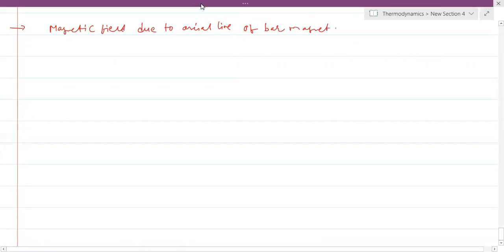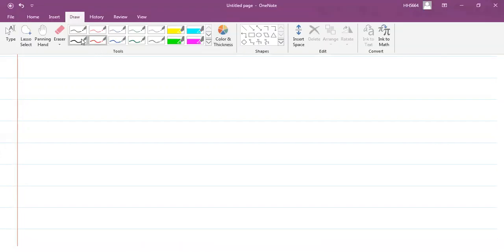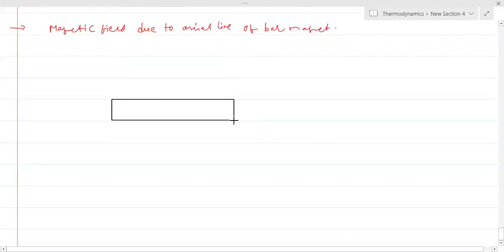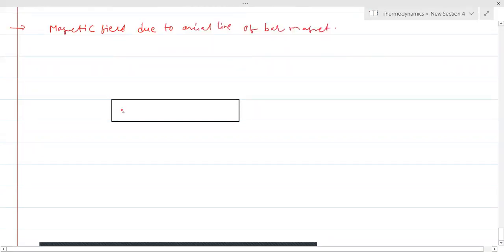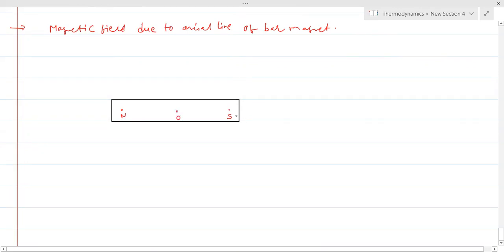Axial line of a bar magnet. To understand this, first you construct a bar magnet. Let us take this as a bar magnet. As usual, we are not taking the poles at the edges; we take them with some separation. This is the north pole and this is the south pole, and this is the center O.